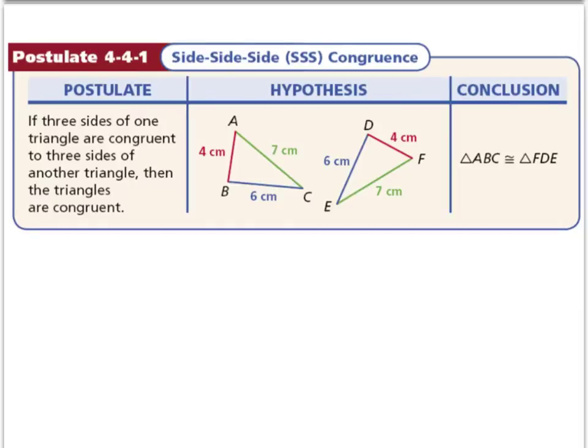So for the side, side, side SSS congruency, we can prove that 2 triangles are indeed congruent by just proving that their sides, all 3 pairs of them, are congruent between the 2 triangles. So if 3 sides of one triangle are congruent to 3 sides of another triangle, then we know that the 2 triangles are congruent.